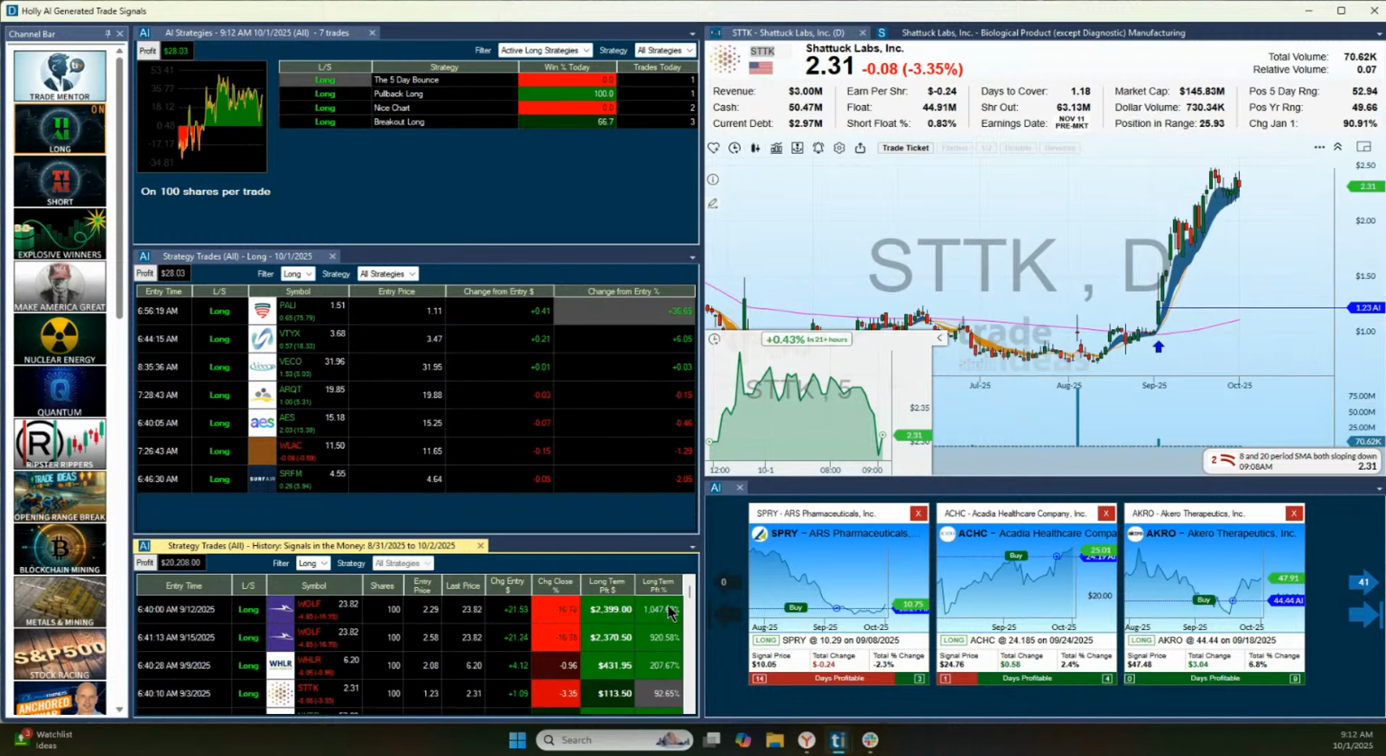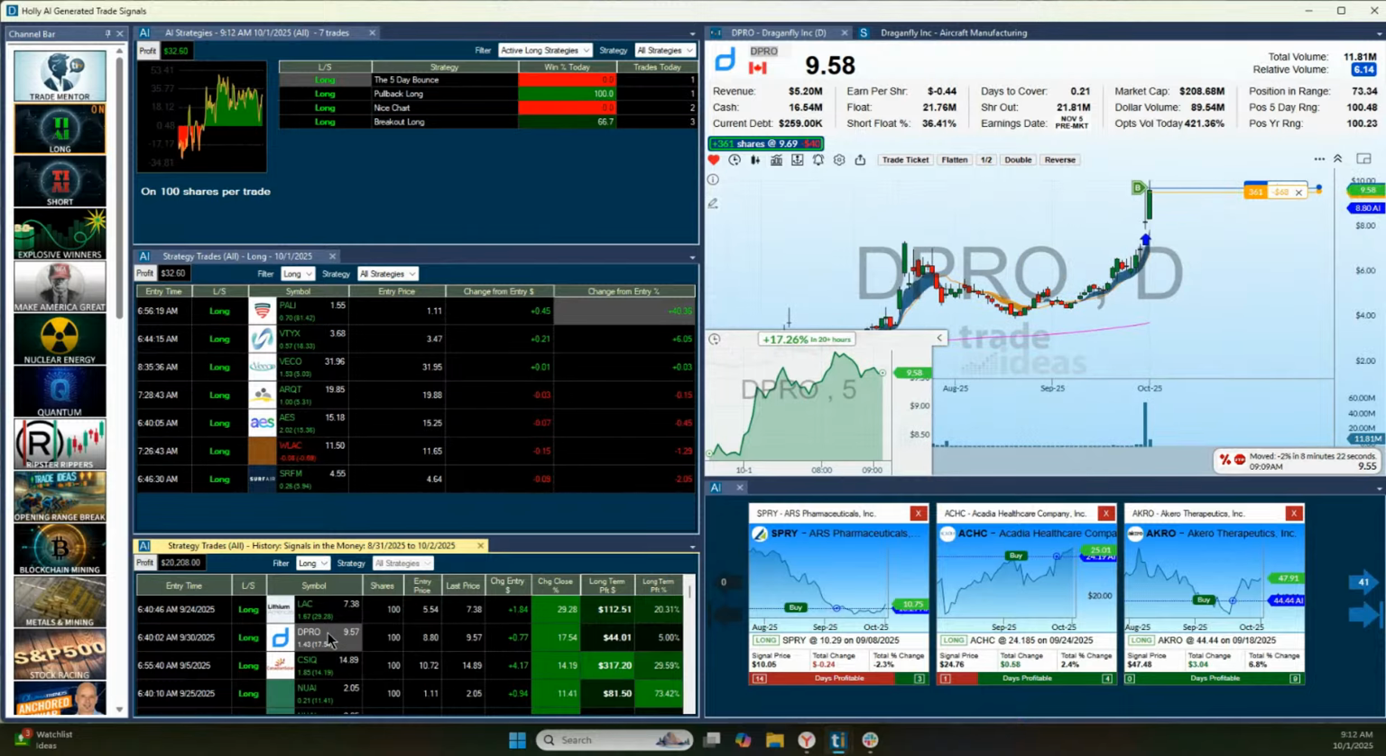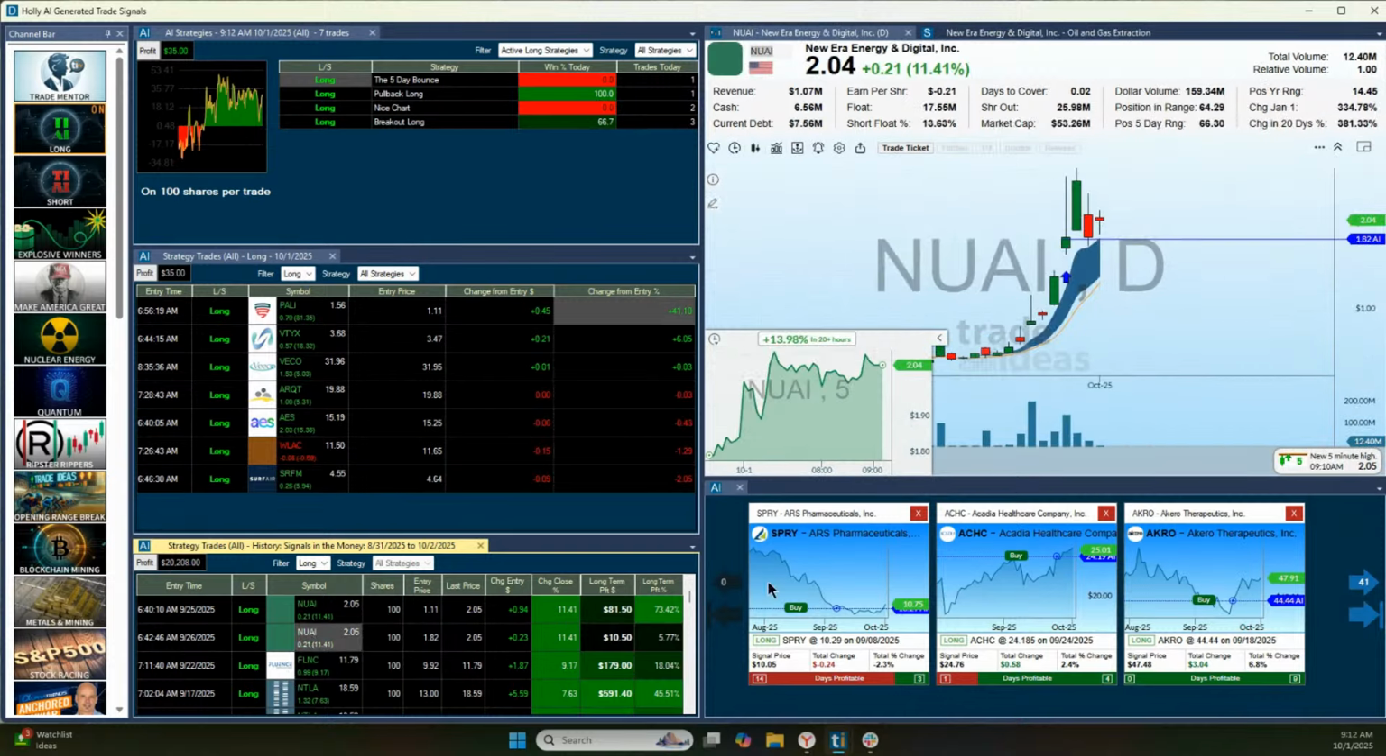STTK. And remember, you can sort it by this. The way I have it today, by the way, is... oops, sorry. I'm always looking at signals that are starting to go. For example, this DPRO was a Holly signal that is up 5%, but it's starting to move. So this is my mode where I evaluate the signals.